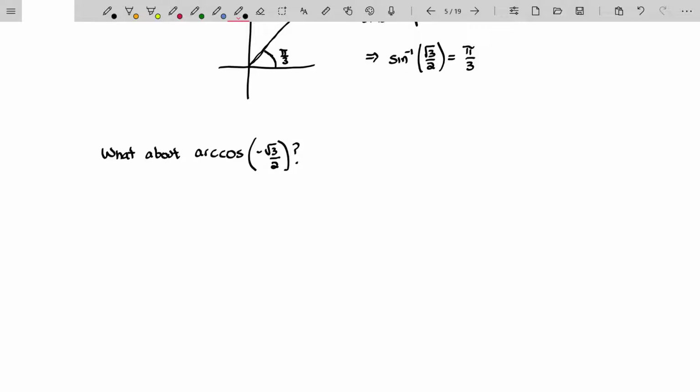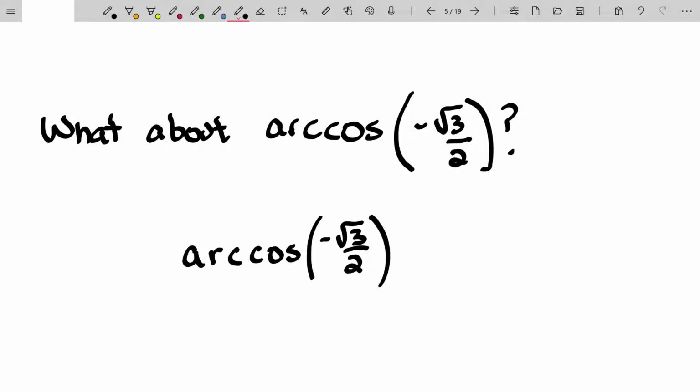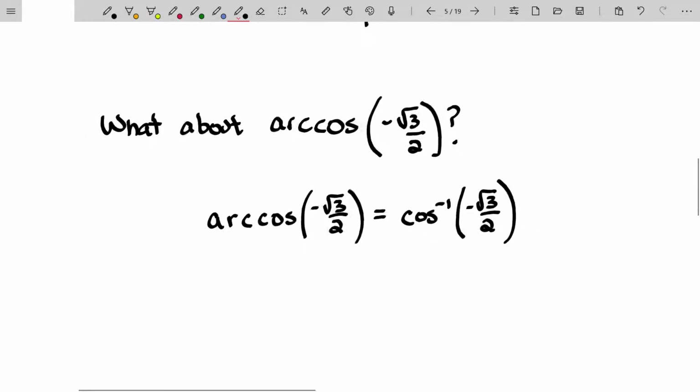So what about the arc cos? I'm using that notation just to make sure that you're used to the fact that the inverse trig functions have two notations, arc and then the inverse notation. They mean the same thing. So arc cos, which we would say is the arc cosine, of negative root 3 over 2 is the same thing as saying cosine inverse of negative root 3 over 2. They're the same thing. Okay.